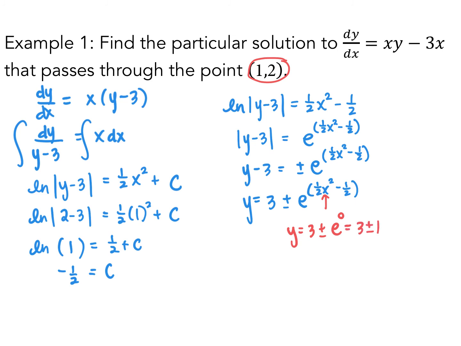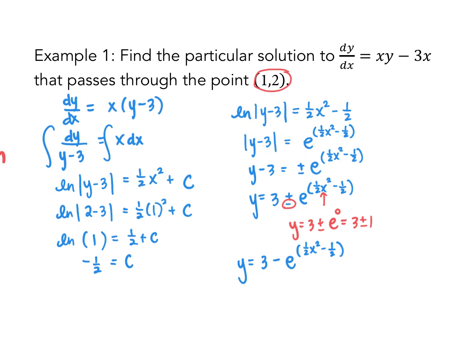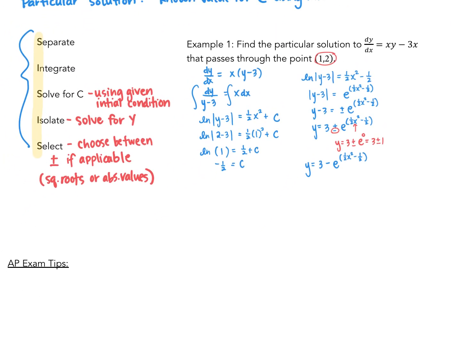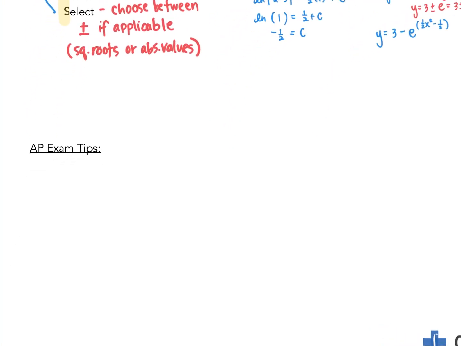So how will I guarantee I get 2 as an answer? Well, it has to be 3 minus 1. So I'm going to select that, and so my final answer would be 3 minus e to the quantity 1/2 x squared minus 1/2. All right, and that's the 5 points that you would have for solving a separate and integrate question.